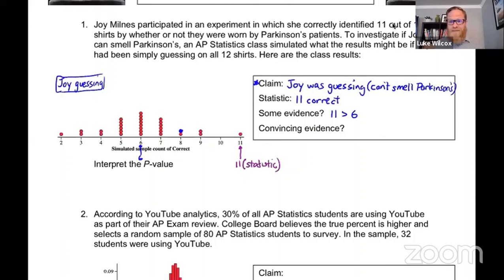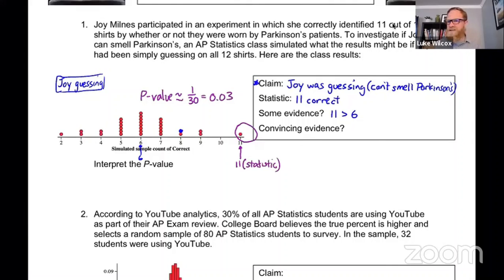Well, how many times did the class get that 11 or better, right? If 11 is convincing evidence, then 12 would also be convincing evidence. But we see here that 11 or higher only happened one time, and there are 30 dots total there. So that is going to allow us to make an estimate of the p-value. And I'm going to say approximately here because it's an estimate, which is 1 out of 30, or about 0.03. Very, very unlikely to happen purely by chance.